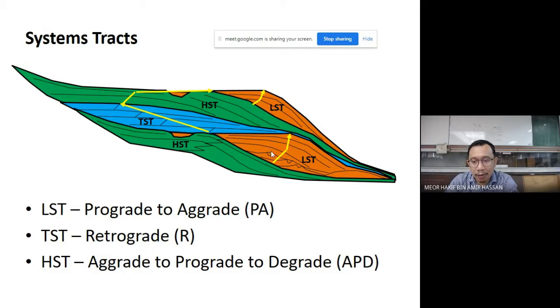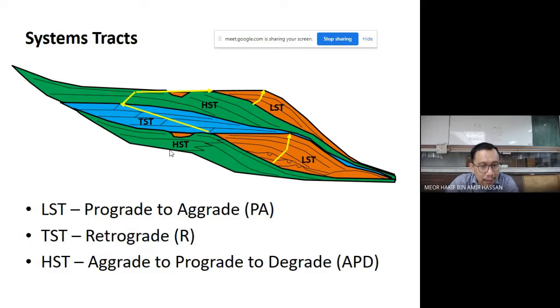Depending on the systems tract that is preserved, if you have parasequences, you get different kinds of patterns. For example, if it is LST, your parasequences show an initial progradation, going towards the front, but then they start to aggrade because sea level is starting to rise faster. During the TST, all your parasequences form a set which is retrograding. Your shoreline is moving backwards and backwards because it is transgressive. So we put the abbreviation there, R.